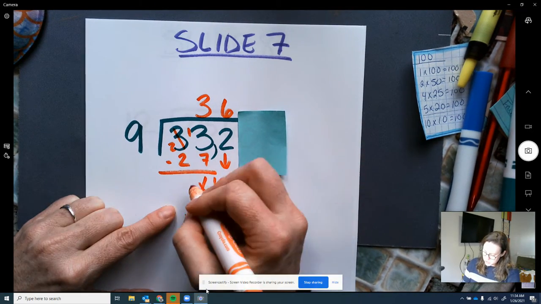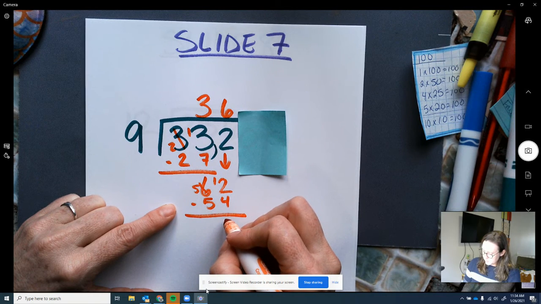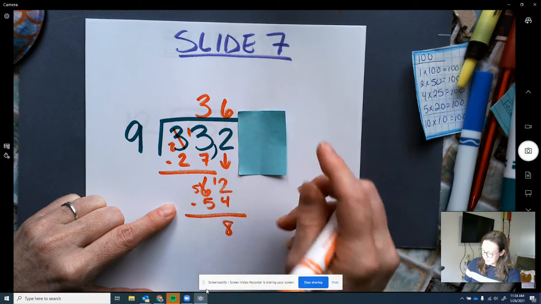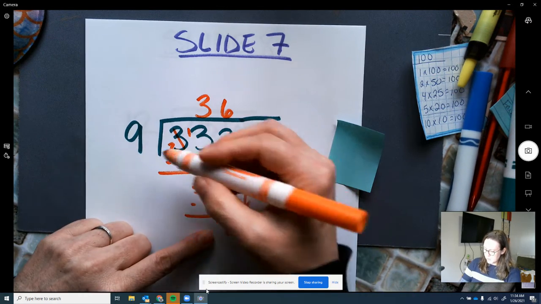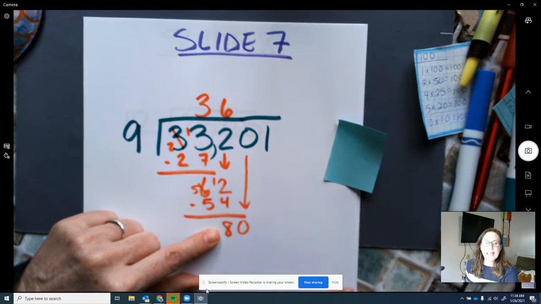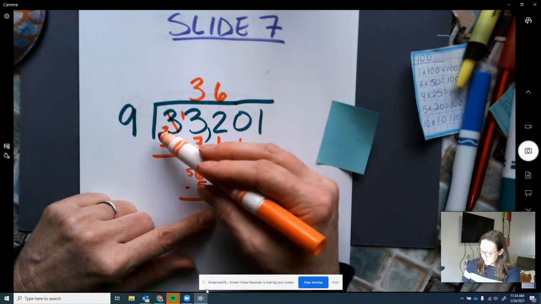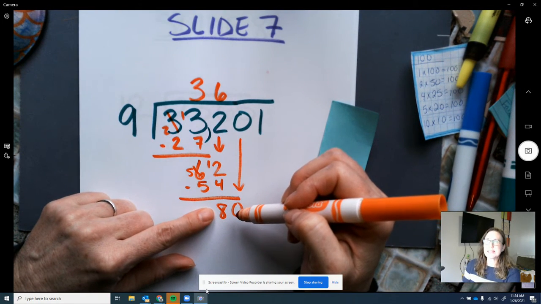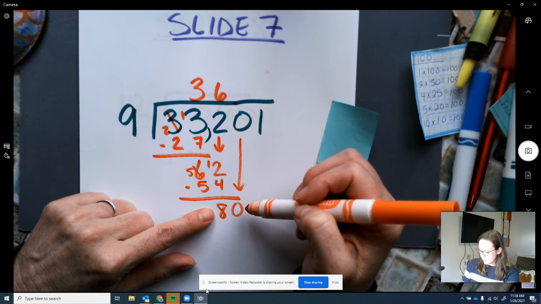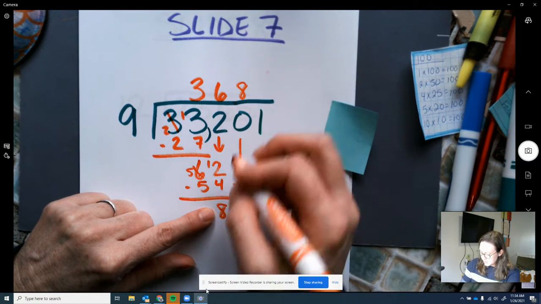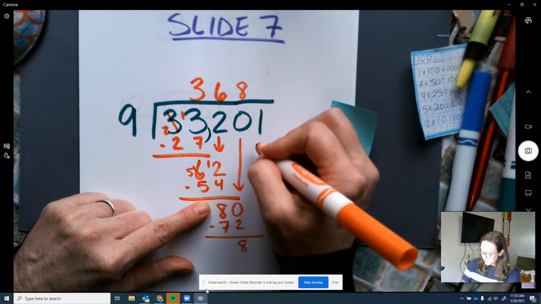I have to borrow. We have 6, 7, 8. We have 8 left over. And I'm going to bring down my 0. 9 goes into 80. Sorry, this keeps getting blurry. 9 goes into 80. Well, 9 times 9 is 81. That goes over just 1 too many. So I have to go with 9 times 8, which is 72. I have 8 left over.